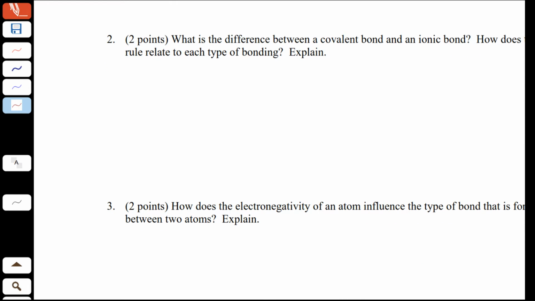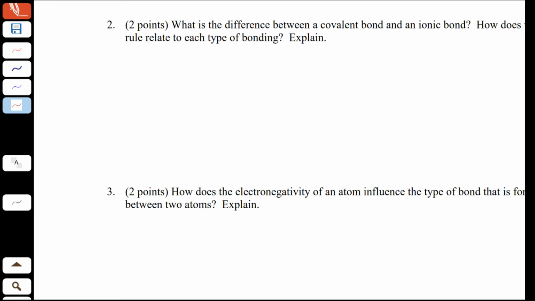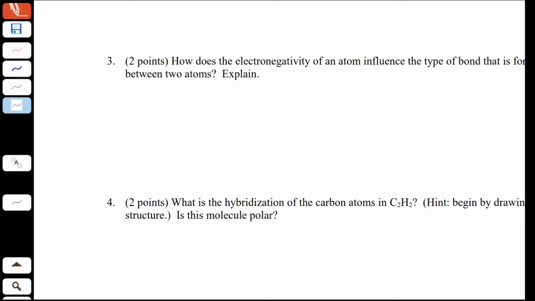For the octet rule, with covalent bonding, the covalent bonds form so that the individual atoms then have an octet, including the shared electrons. For ionic bonds, they tend to form ions so that they can have an octet in the valence, so 8 or 0 electrons. Electronegativity influences the type of bond because if there's a difference in electronegativity greater than about 0.4, then you have the electrons being pulled more to one side or the other.